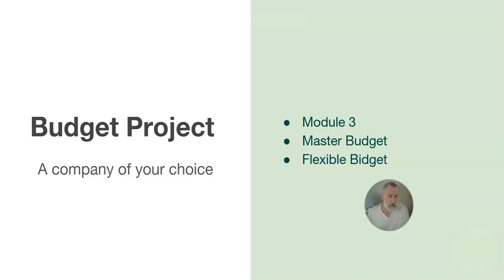You have 2 projects. The first is a master budget and a flexible budget, which is combined into one unique project. You'll develop a master budget, and then you're going to be thrown a curveball, a change from your boss on a tariff, and you have to redo your budget. So you'll see details of that in Canvas.